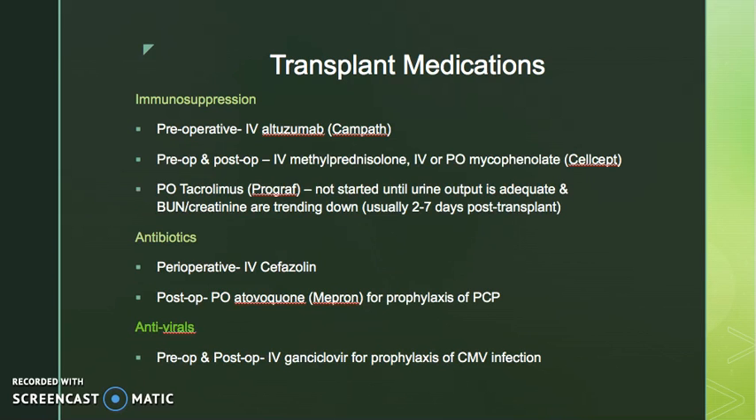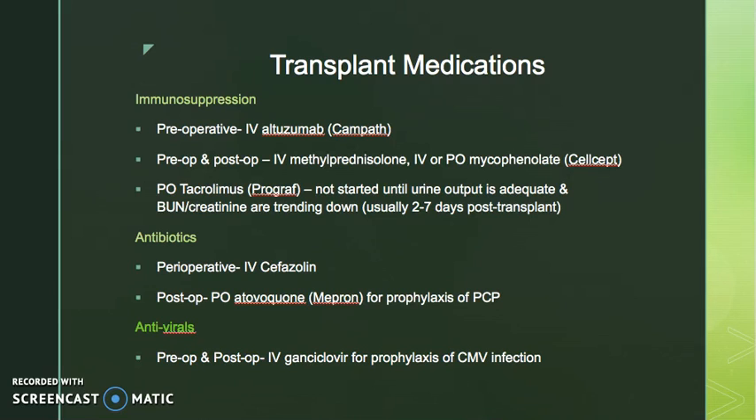Transplant medications would include immunosuppression, of course. The patient would have received IV Campath as an induction immunosuppressant. And following surgery, the patient will continue on IV methylprednisolone and would start PO Cellcept in some cases. Later, the patient will start PO tacrolimus, but that is not started until good kidney function has been established.